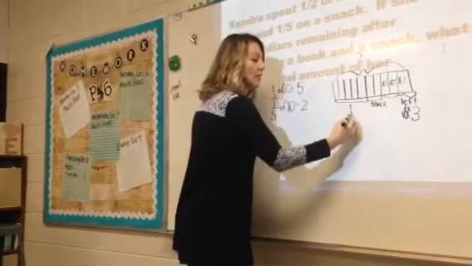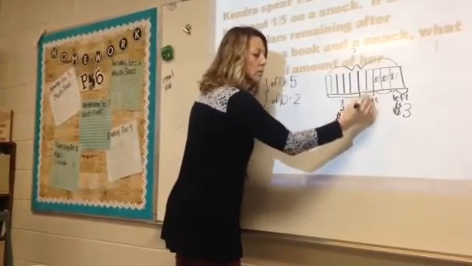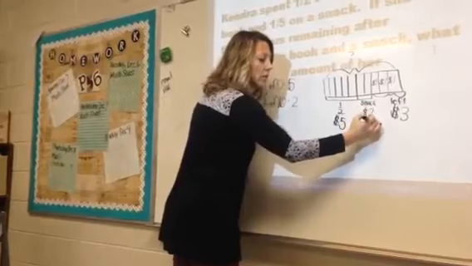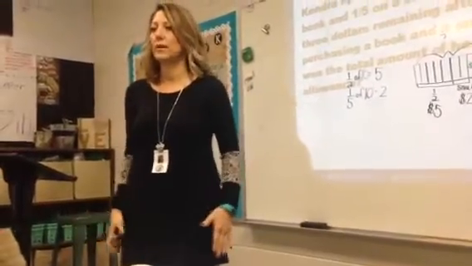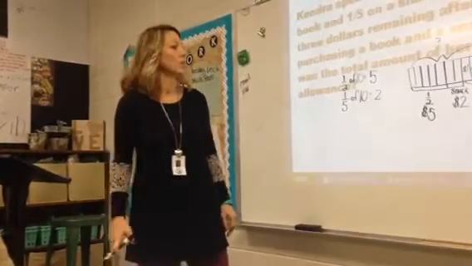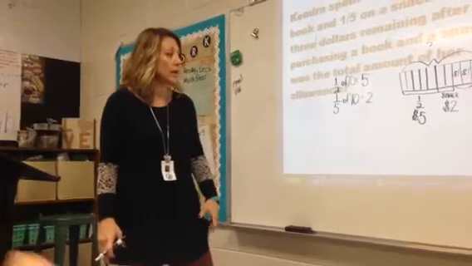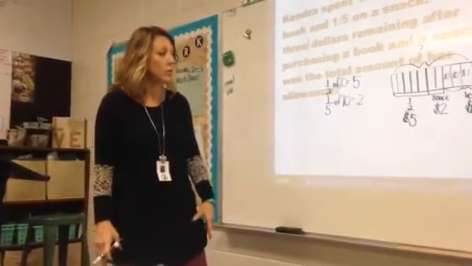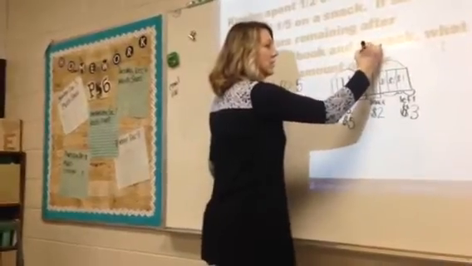So if this is 5 sections, how much money did she spend here? $5. Good. And this is 2 sections, so it was $2. And what could you do to check and make sure that this makes sense? Add. You could add it up to make sure that it added back up to the 10 sections that we said we were working with. It does.